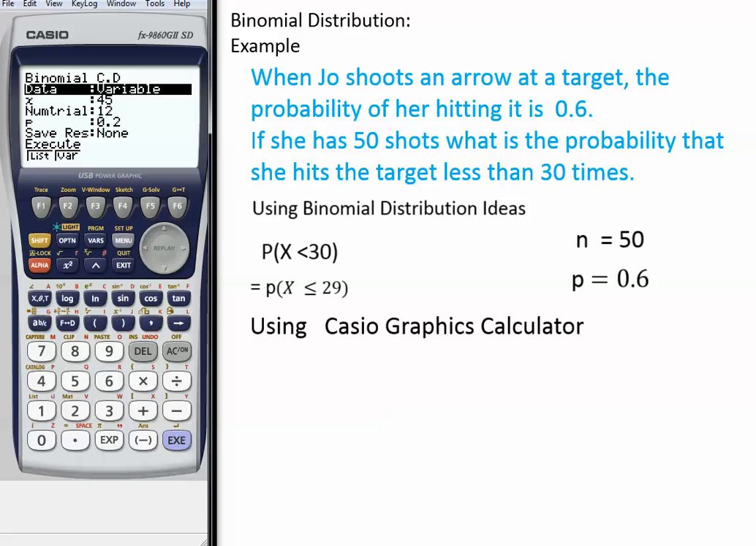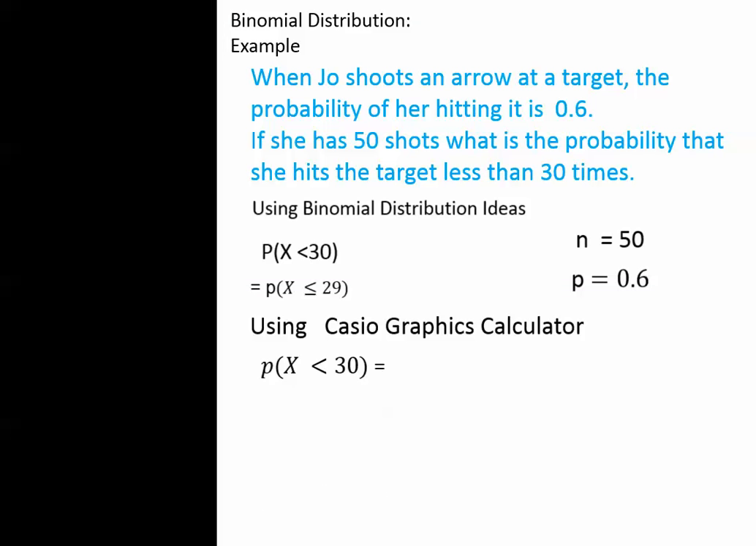And then we have to put in our data. X here is 29, the maximum number of hits that we can have. The number of trials was 50. The probability of success is 0.6. And then if we hit EXE and EXE again, we see the probability of hitting the target less than 30 times is 0.44 rounded off to 2 decimal places. So let's write that down here and say it in words. The probability of less than 30 hits is 0.44.